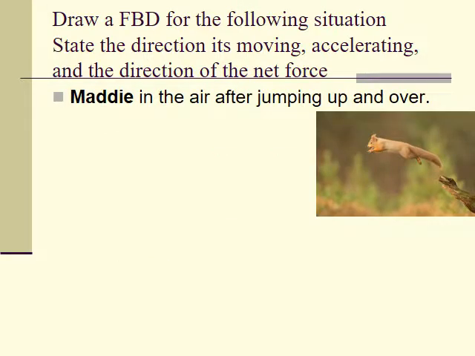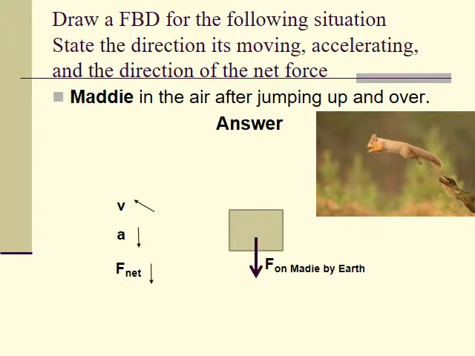Another situation. Maddie the squirrel in the air after jumping up and over. What would be all the forces acting on Maddie? Here is the answer. The answer is one force, gravity acting down. We can tell this by doing, again, bubble physics. I do bubble physics around her, and I see what is touching her. Nothing. Nothing's touching her. Well, but she is near Earth, so there is a gravitational field penetrating her bubble, so there will be a force of gravity down. I can use bubble physics to figure this out.